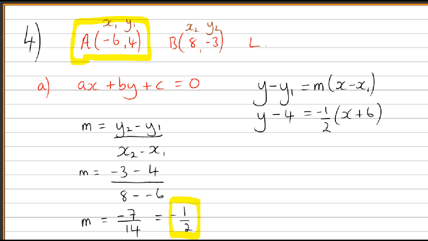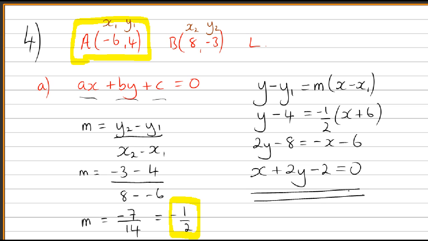Now I just need to tidy this up. I'm going to multiply both sides by 2, so I'm left with 2y minus 8 equals, and I'm going to expand this bracket, so -1 times x is -x, -6. It wants it in the form ax plus by plus c, so I'm going to take everything over to the left hand side, and I'm left with x plus 2y. Now I've got -8 plus 6, which is -2, and that's the equation for L.